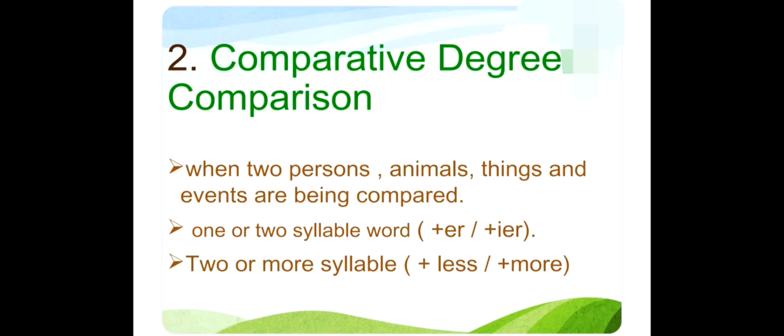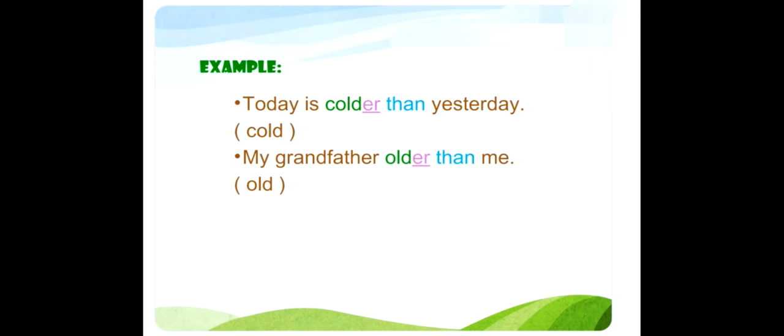Next, the comparative degree of adjective, or comparison. When we compare two persons, animals, things, or events, we use words which compare two things. With one or two syllable words, we use er or ier. With words which have more than two syllables, we add more or less. If we use a positive sense, we add more, and if we use a negative sense, we use less. For example, today is cooler than yesterday.